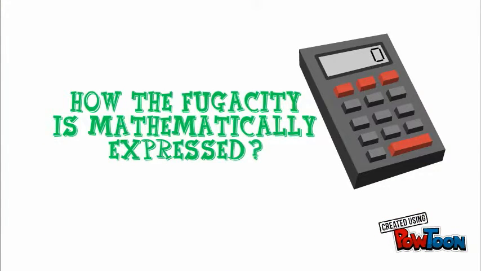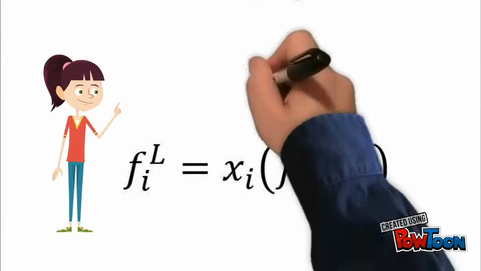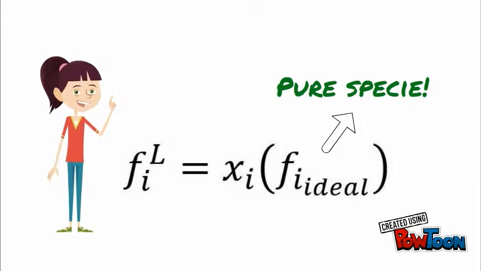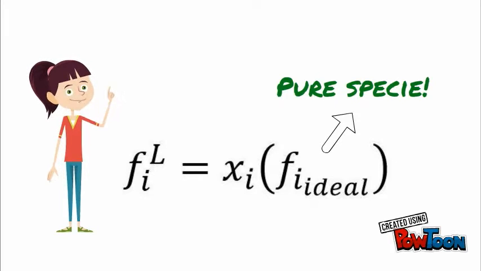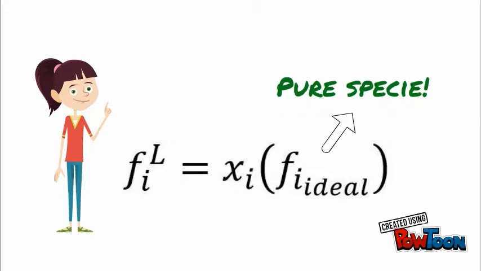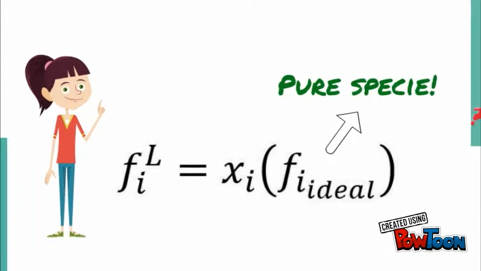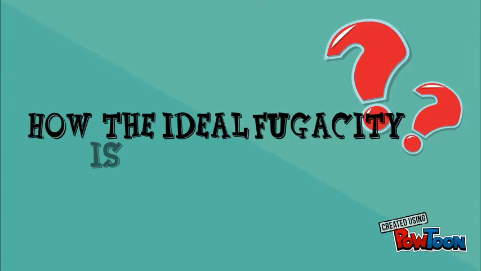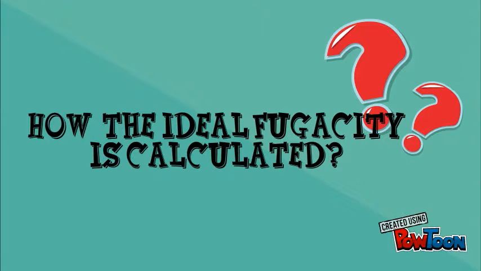How is the fugacity mathematically expressed? The fugacity of the component i in the liquid phase is equal to its composition times the ideal fugacity of the component, considering it as a pure species. How is the ideal fugacity calculated?